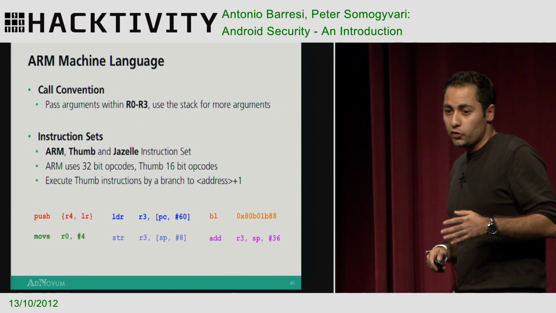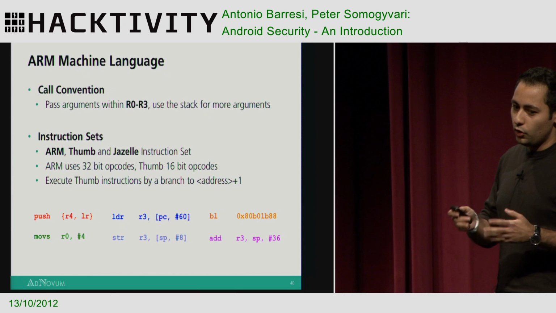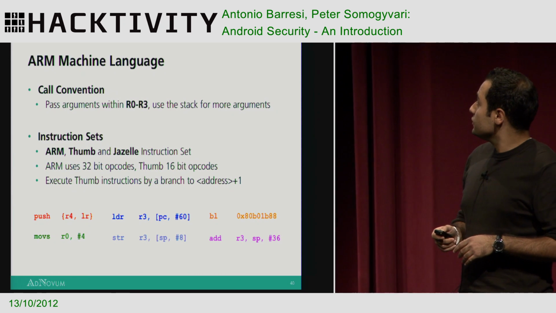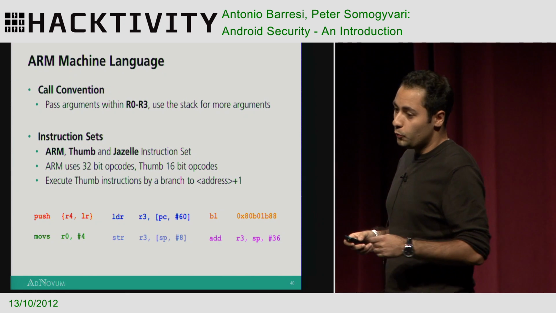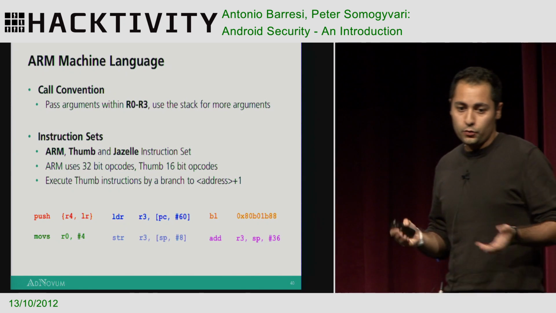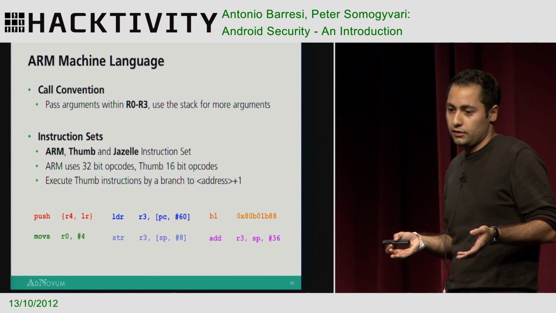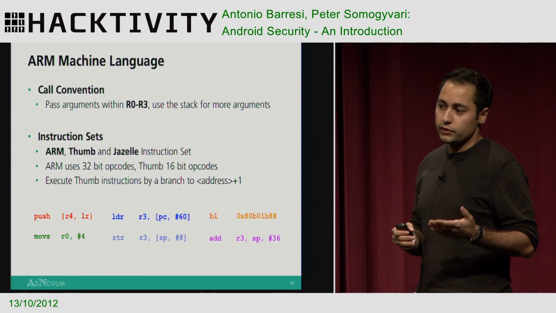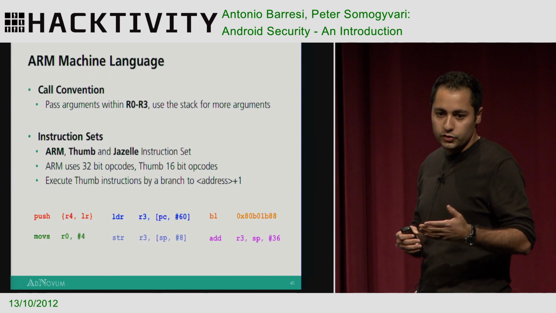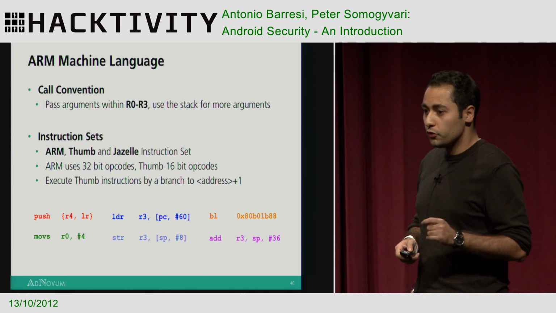Something that is important, especially for writing exploits, is you have to know the calling convention if you call some other functions. So in ARM, the calling convention looks like this. You pass the first 4 arguments within the registers, and if you need more, you pass them on the stack. That's a bit different than Intel. There you pass everything on the stack. Before you call the function, you push them on the stack and then you go to the function.